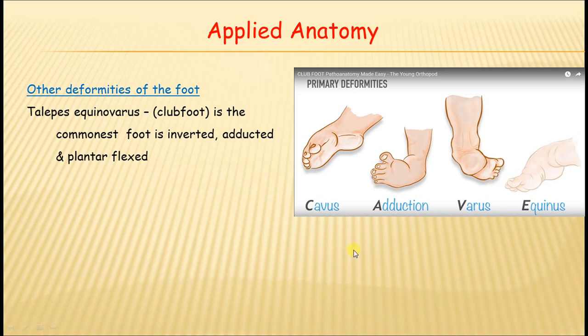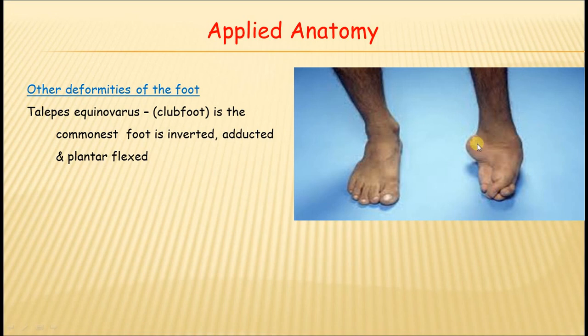Mainly what happens is that it is a congenital club foot due to failure of the muscle growth to keep pace with the skeletal growth, or growth of the bones. So there is some imbalance between the growth of the bones and the muscles in talipes equino varus, or club foot. The foot is adducted, inverted and plantar flexed. So that is about talipes equino varus.